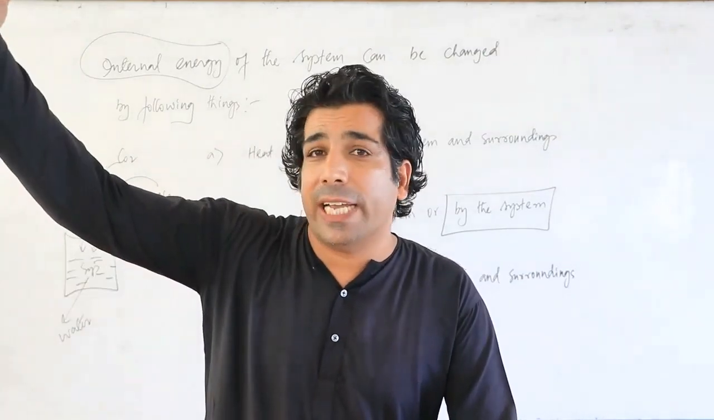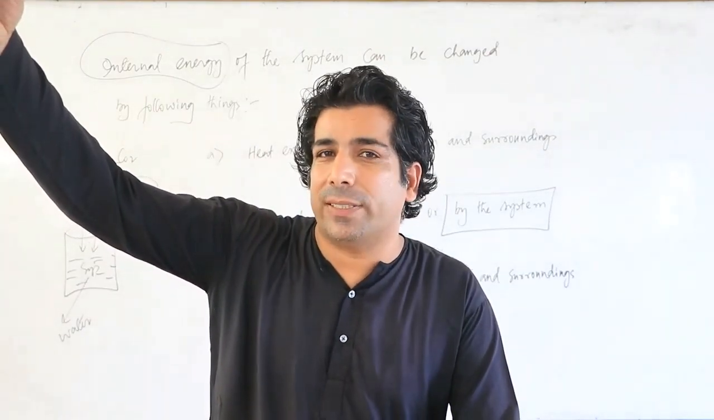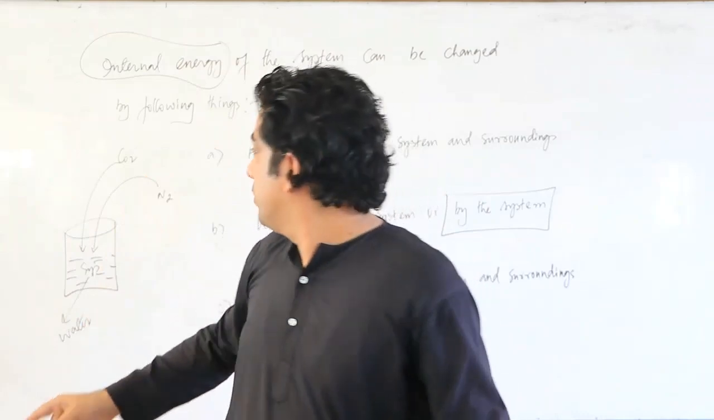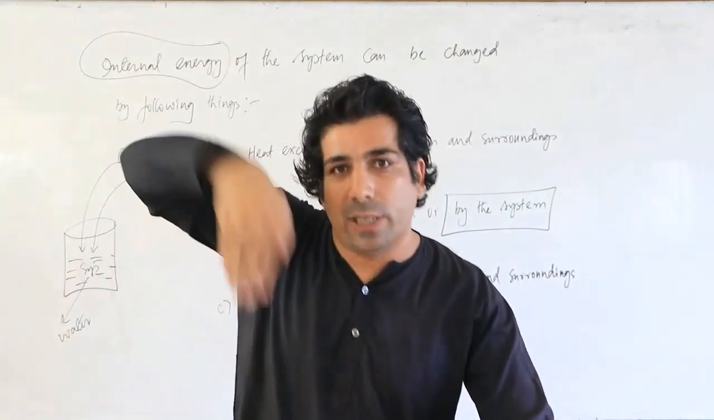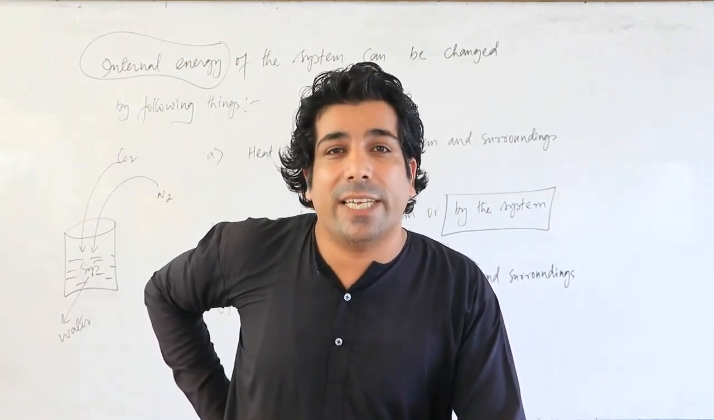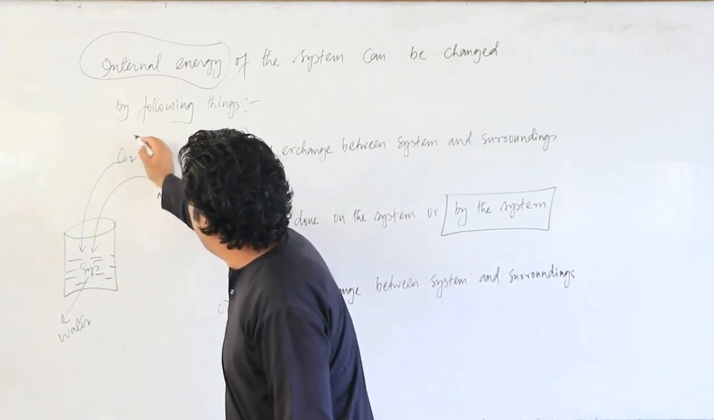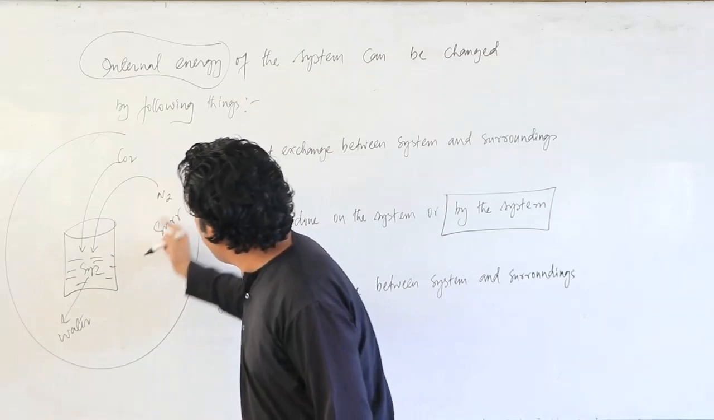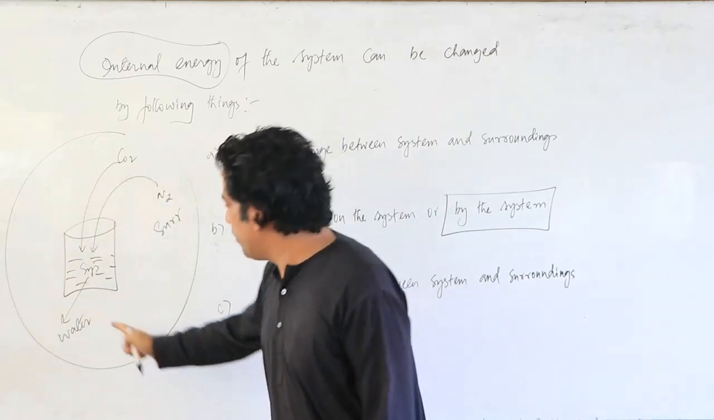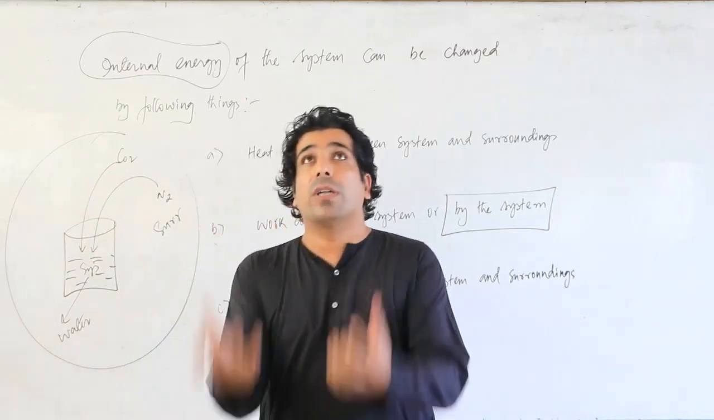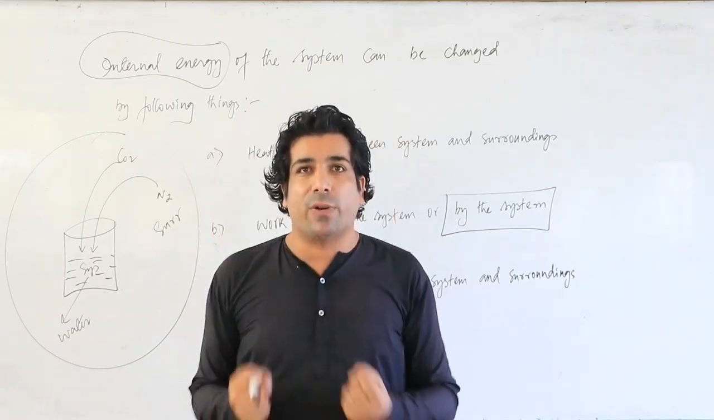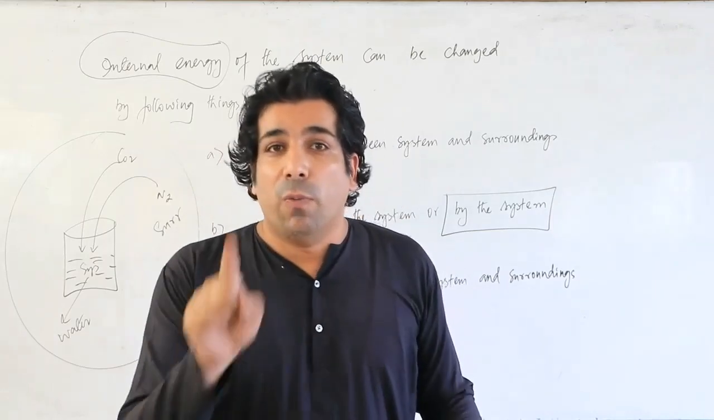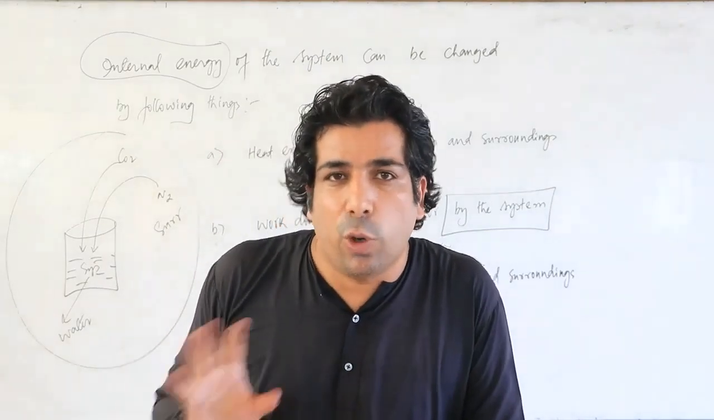But when nitrogen gas from the atmosphere, from surroundings, dissolves in water, and carbon dioxide gas also dissolves in water, this is matter exchange. And matter is coming from where? Matter is coming from the surroundings and entering into the system. What is present in the system? Water. Water is absorbing the matter from the surroundings. So now, water was there in the open system.